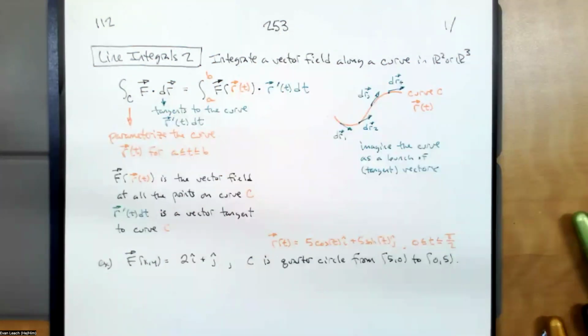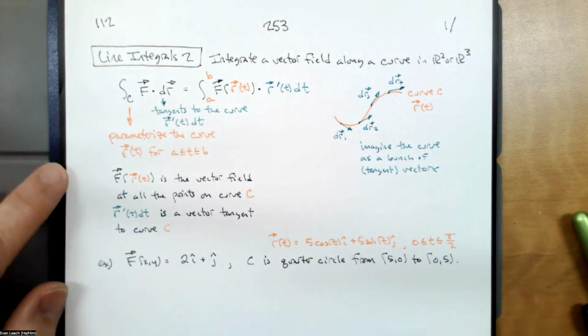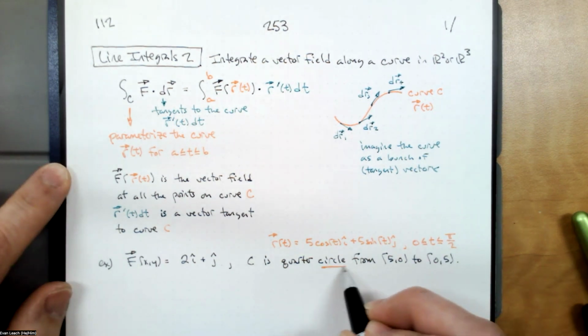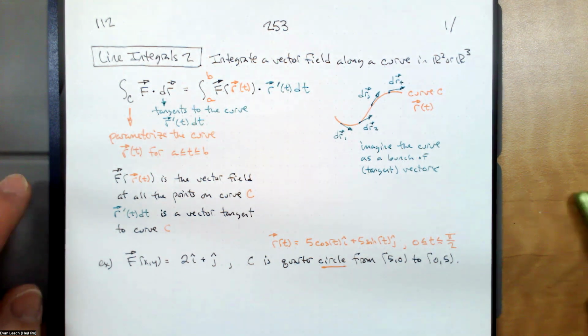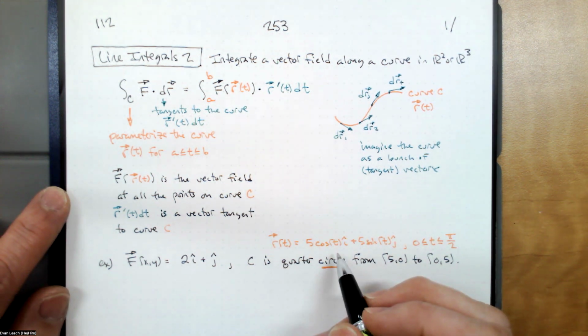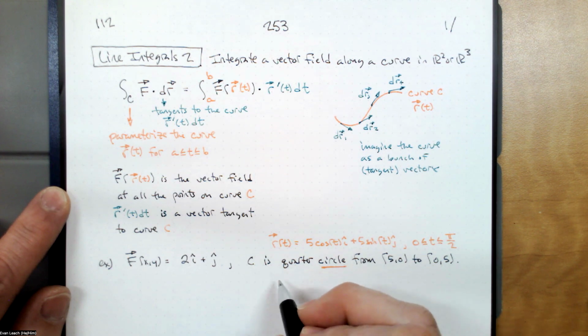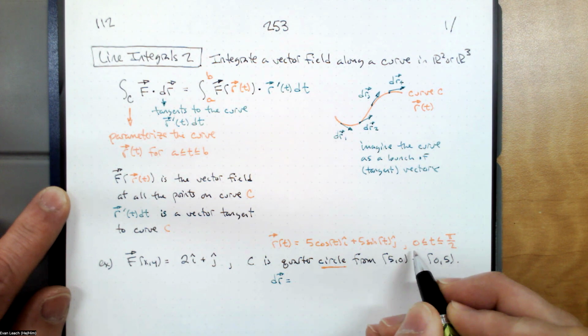So this is the reason I picked a quarter circle, because we've already parameterized it. The other elements that we'll need here, I will need r prime of t dt. So I'll take the derivative. I'll find dr dt. So dr dt is going to be the derivative of each of these terms.